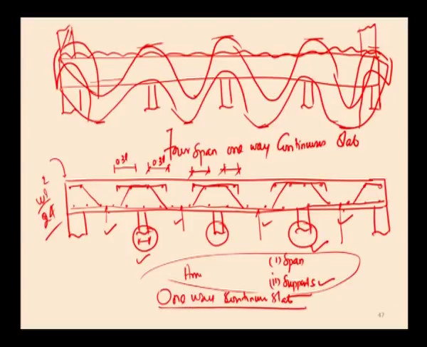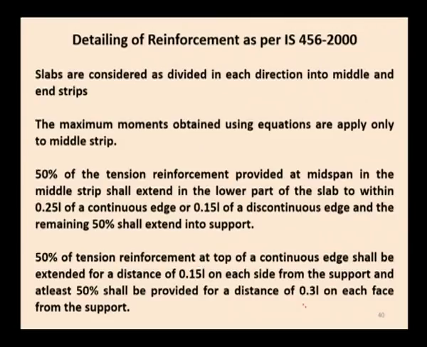These are all the arrangement of reinforcement as per IS 456. So, here I am reading that classes. Slabs are considered as normally divided in each direction into middle and end strips. Middle means at the mid span, end strip means at the end portion of the slabs. The maximum moments obtained using the equations are applied only to the middle strip.